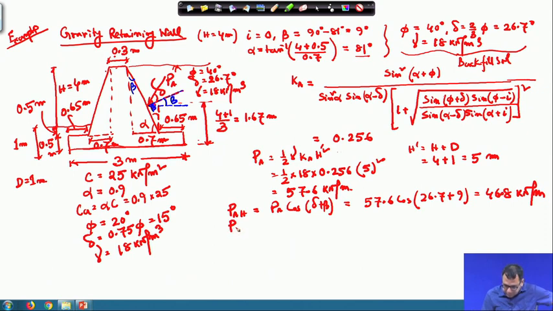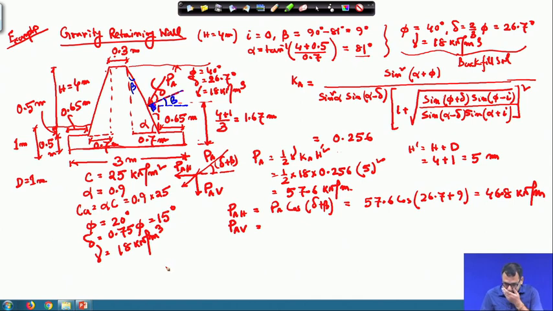Similarly, the vertical part P A V, because now what we are doing, this is the P A and it is making an angle delta plus beta with the horizontal. So, it has two components. We can write this is one component and this is another component. So, this is called P A V, this is called P A H.